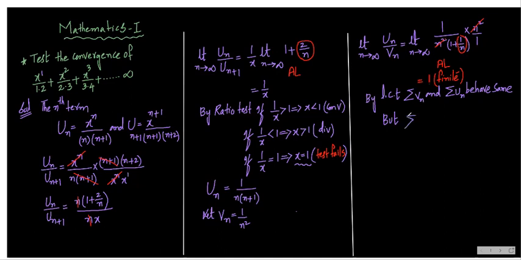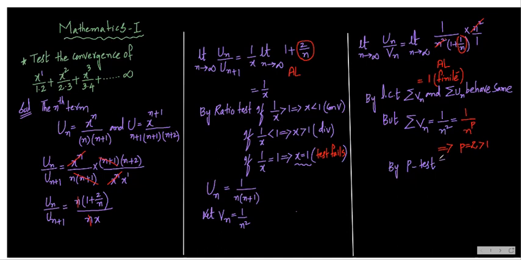But summation vn is equals to 1 by n square. This will be comparing with our helping test 1 by n power p, n power p से compare करें. It means that our value of p is 2. P value 2 means definitely it is greater than 1. So by p test.